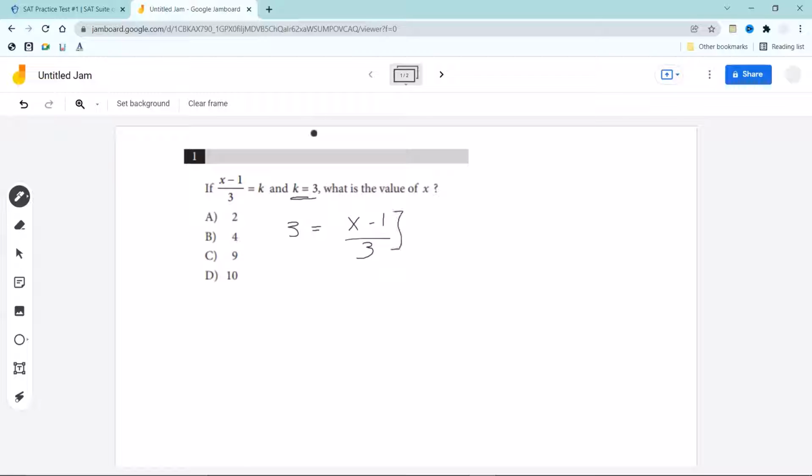The next step would be to multiply both sides, both the top and bottom, by 3. So we can remove this 3 on the bottom, because we multiply by a 3 on the top, and these two will cancel. And we will just get 3 times 3 on this side, which is 9, equal to x minus 1. The next step is adding 1 to both sides, which means that x is equal to 10. Perfect. And so therefore, D would be our answer.